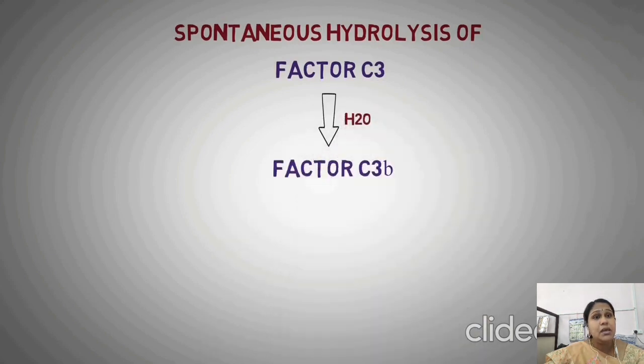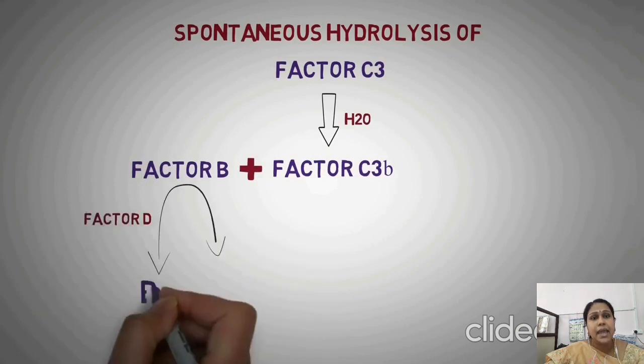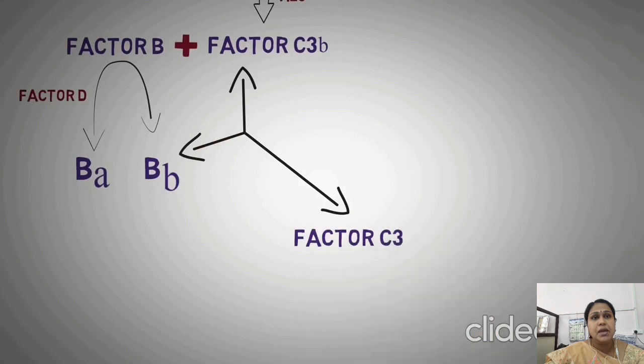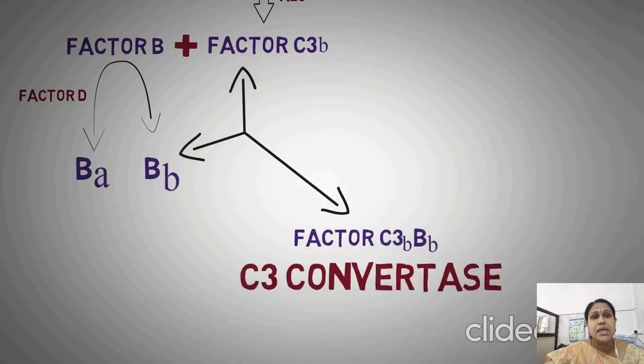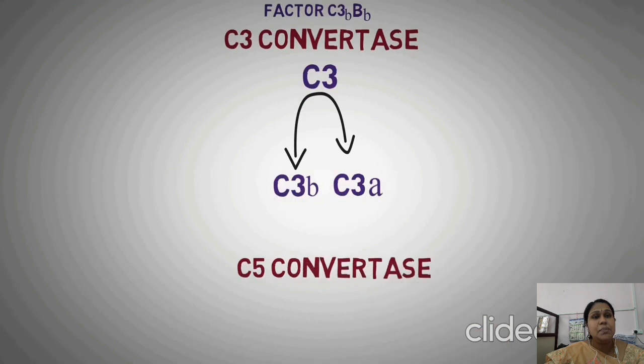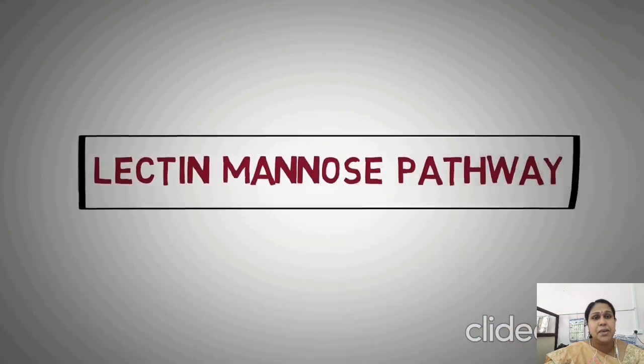This factor C3B will combine with factor B, and it will trigger factor D to cleave factor B into BA and BB. This BB will combine with factor C3B and act as a C3 convertase. This C3 convertase will cleave C3 into C3A and C3B. This C3B again combines with C3B,BB to act as a C5 convertase, and it will activate the other components and act as a membrane attack complex.